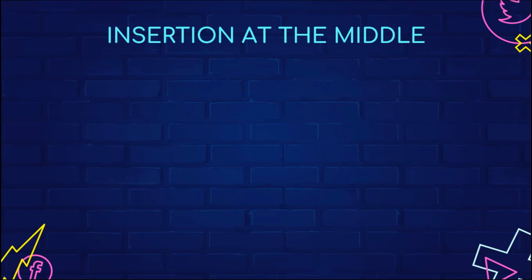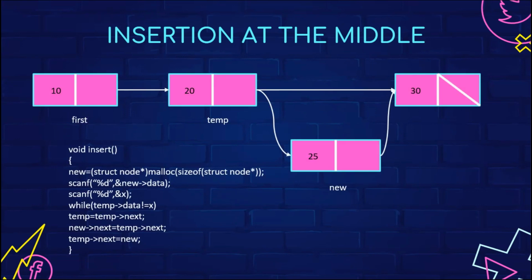Insertion at the middle is a bit more complicated than the previous insertions. In order to insert a node at the middle, we create a new node using the malloc function and get the data of the new node. In addition, we also get a data called x. Here x is the data after which we have to insert the new node, and we move a temporary variable until the data of the temporary variable is x.